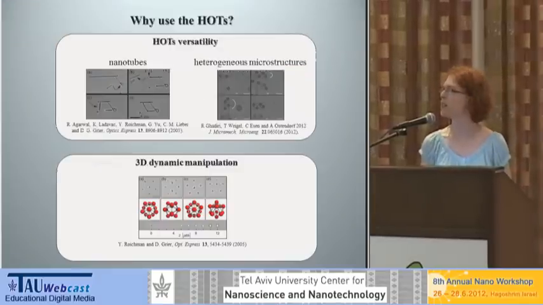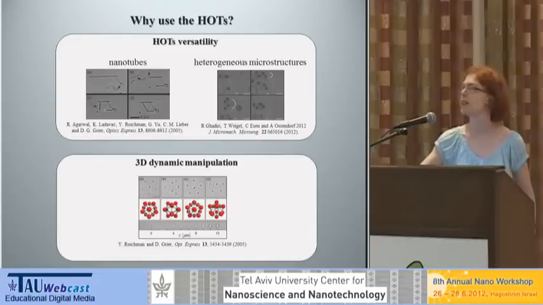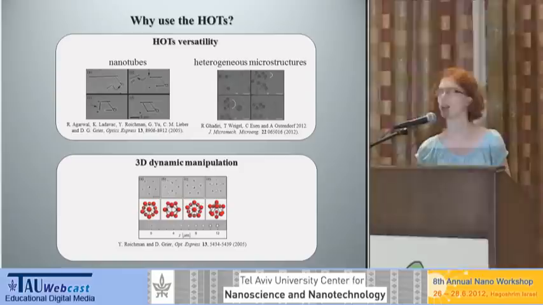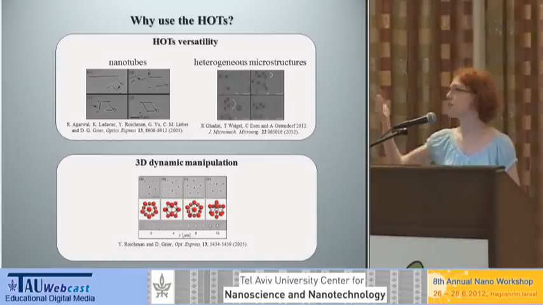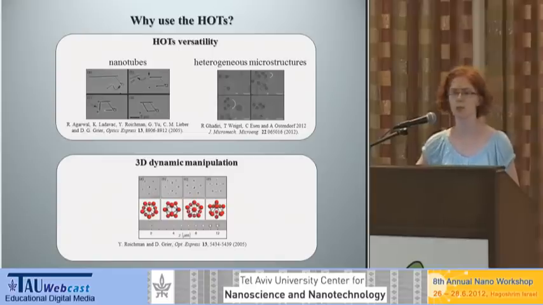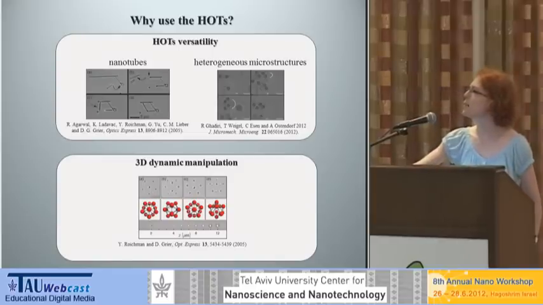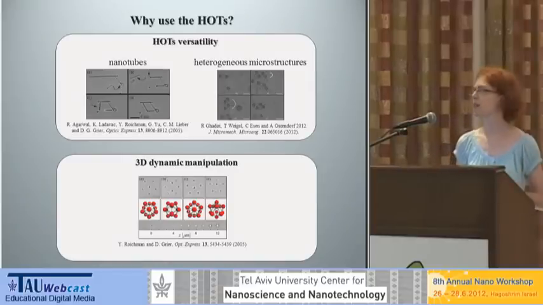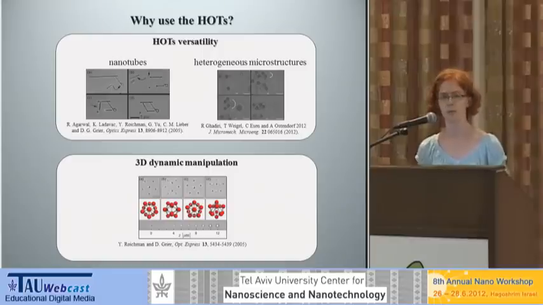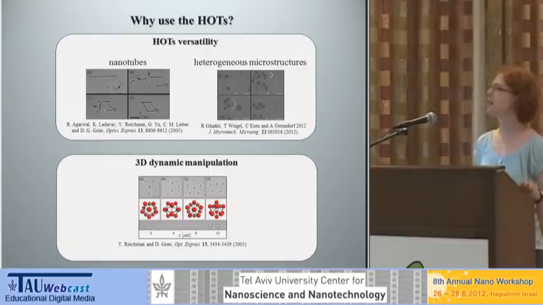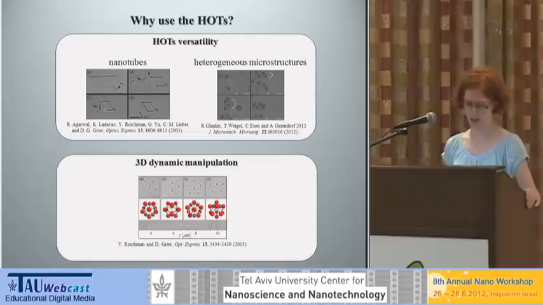Now, why use the HOTs and not more traditional fabrication methods? Well, first, the HOTs are very versatile. We can trap and manipulate objects such as colloidal spheres, such as nanotubes, and some groups even show that we can trap quantum dots. We can make heterogeneous microstructures involving materials of different kinds in the same microstructure. And we can make our microstructures three-dimensional, and we can also dynamically manipulate them while we work. All this makes the HOTs very favorable in making photonic devices.